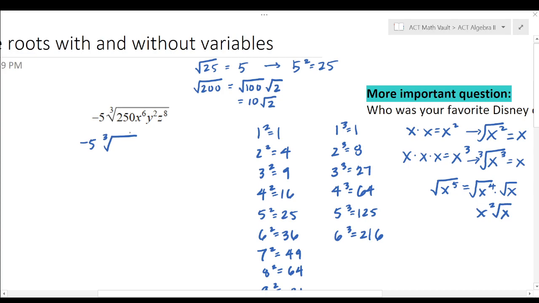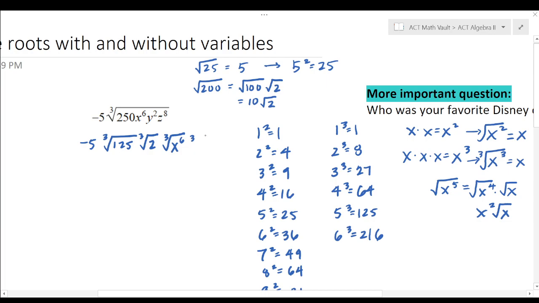So 250, that's a 125. What's left over is 2. And then, gosh, how do I figure out what times what times what 3 times is x to the 6th, y squared, and then z to the 8th? I'm going to use that same logic. So if I have x to the 6th, that means that x squared 3 times would be my answer, right? So I'm going to break that off, and that's actually a perfect cube. So that'll be a nice answer.